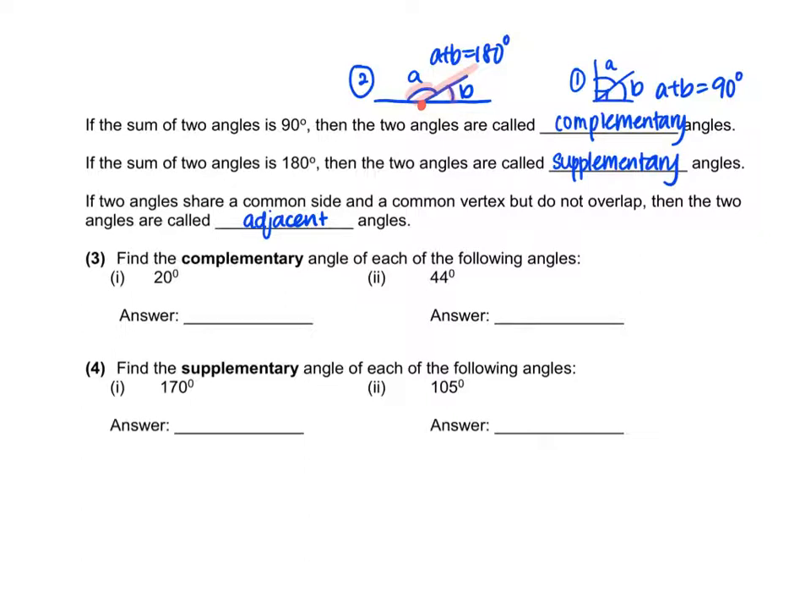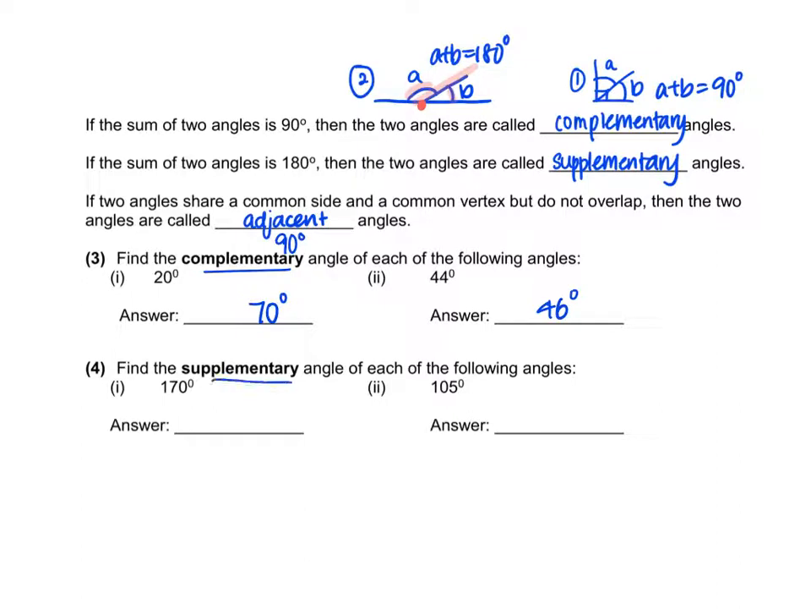So next, if you understand these few terms already, now let's find the complementary angle for 20 degrees. So what plus 20 degrees will give you complementary? Complementary means 90. So 20 plus what will give you 90? Well, the answer is 70 degrees. What about this 44 degrees? What plus 44 degrees will give you 90 degrees? So 90 minus 44 will give you 46 degrees.